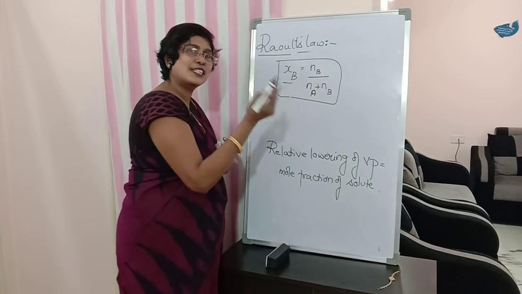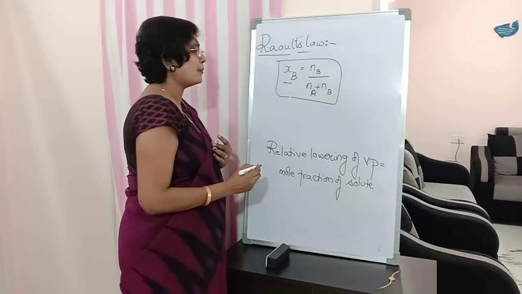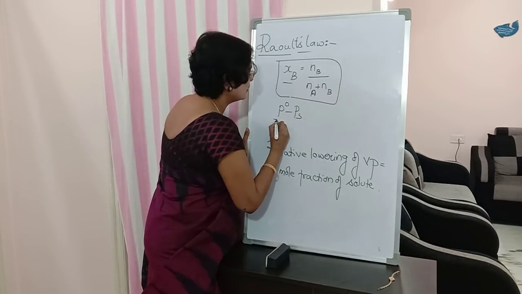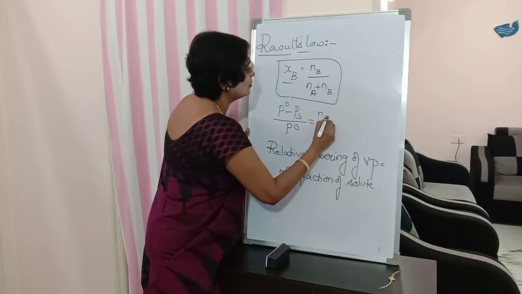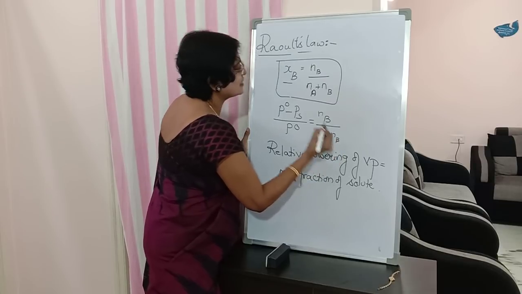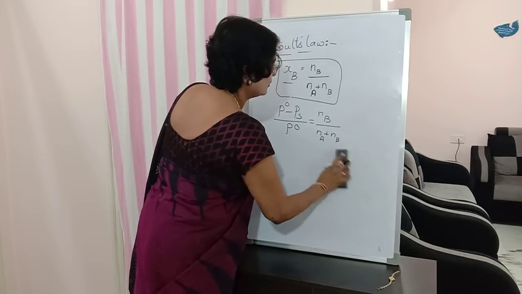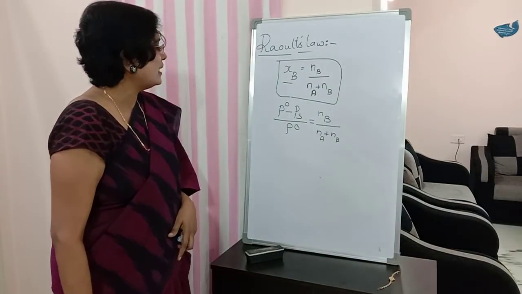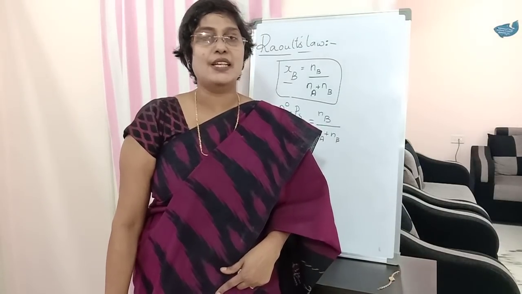But what is this XB equal to, students? This is equal to relative lowering of vapor pressure. So, I am writing here P naught minus PS by P naught is equal to NB by Na plus NB. Okay, students, P naught minus PS by P naught is equal to NB by Na plus NB.